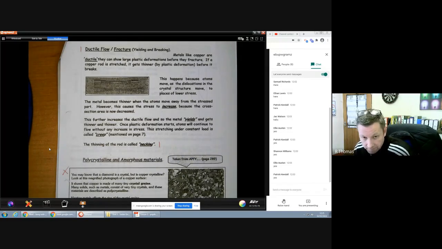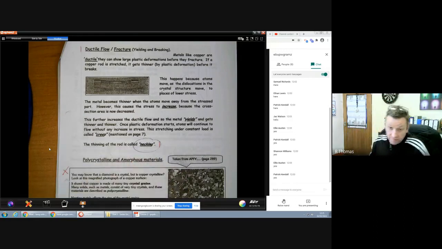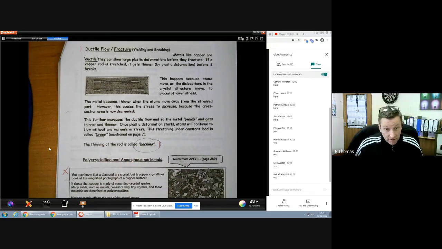Don't need to worry about that. But the thinning of the rod is called necking. And this one I have seen come up. What do we mean by necking, right? So it's applying a stress to a metal rod, copper wire, and as you start to stretch it, its cross-sectional area decreases, which means the stress will increase. It'll keep stretching, it becomes thinner, thinner, thinner, and that's called necking.